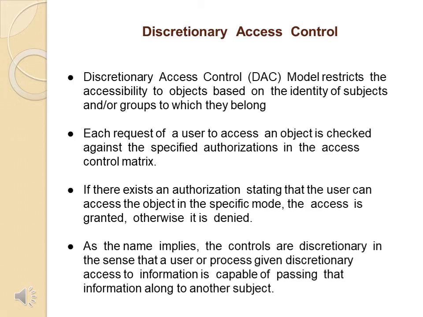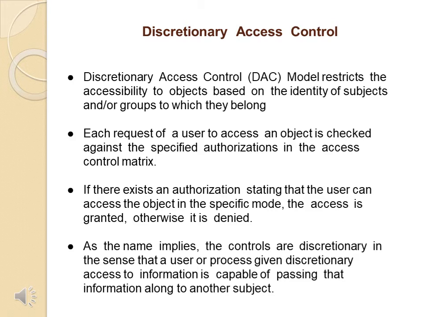Now, DAC restricts the accessibility to objects based on the identity of the subjects to which they belong. Each request of a user to access an object is checked against the specified authorizations in the access control matrix. If an authorization exists, the access is granted, otherwise it is rejected.